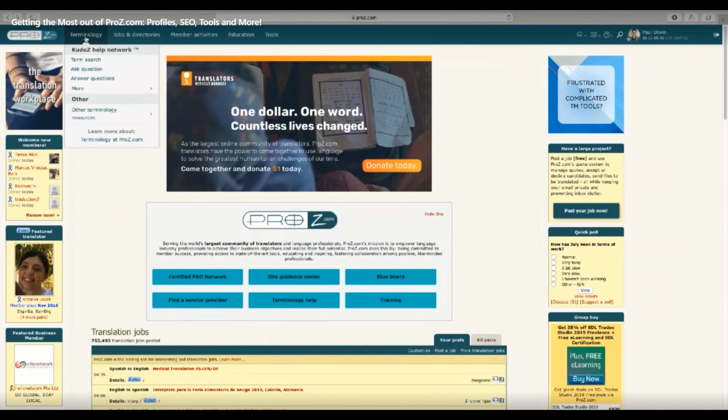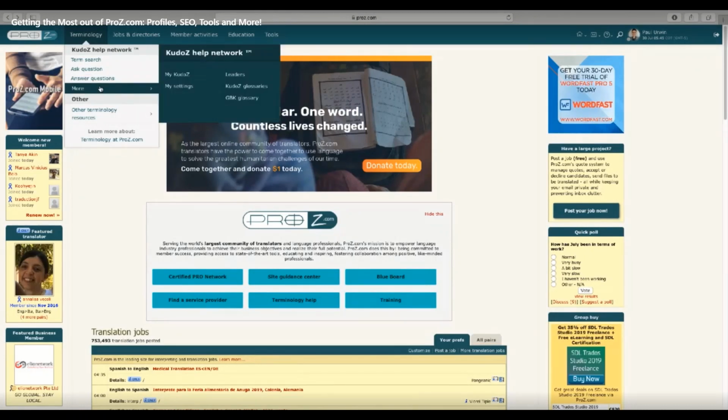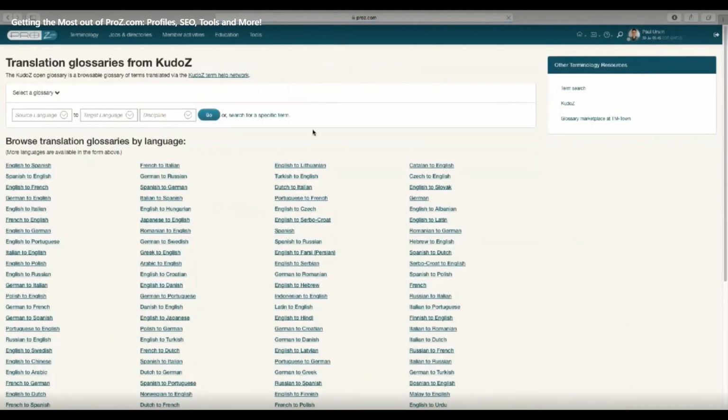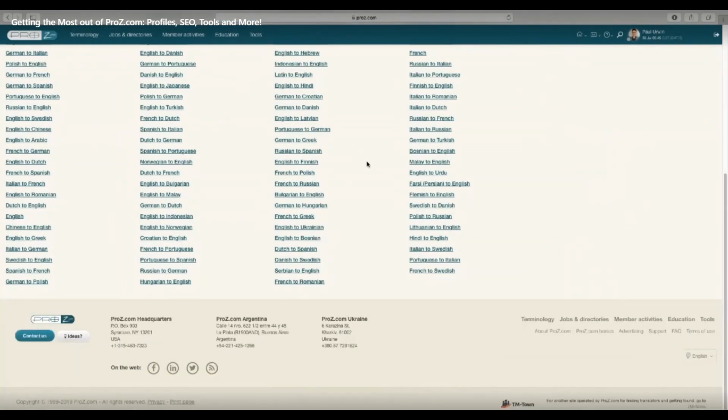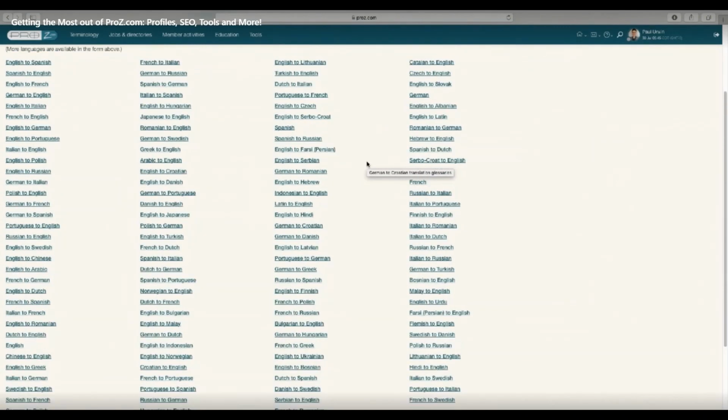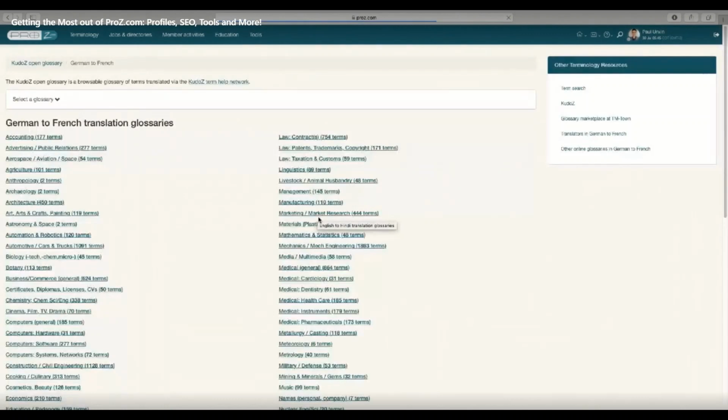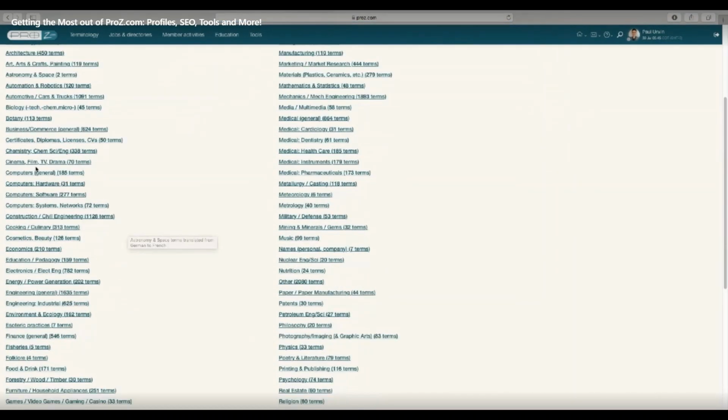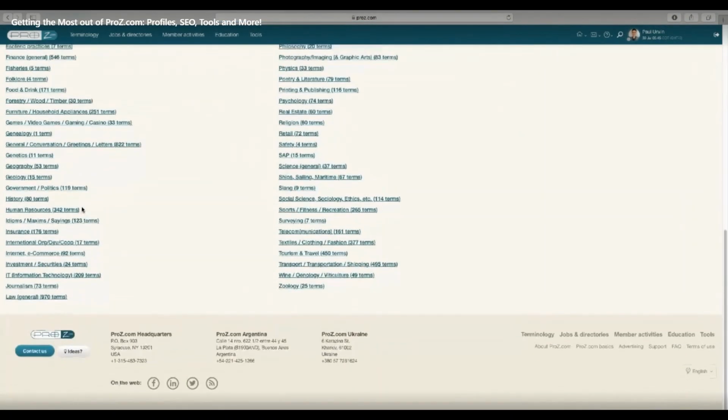So going back to the home page, we've got the term search. You can ask a question, you can answer questions, as I've mentioned. That's so important in terms of your directory ranking. If you go to this more section, I find these Kudos glossaries quite useful. So let's just click on that a second. You can browse by language pair. Let's just go German to French, and then you have all of these glossaries in different areas of specialization.